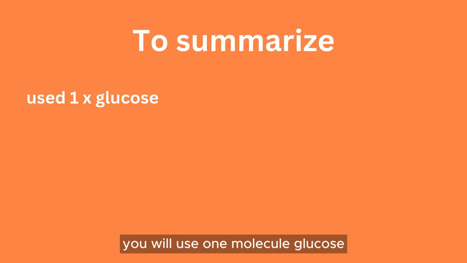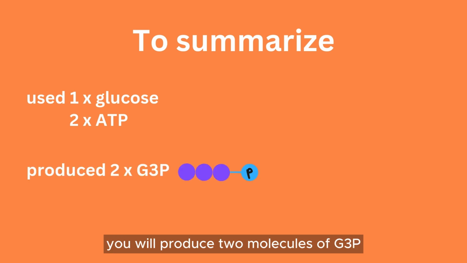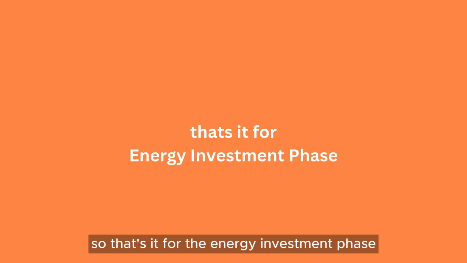To summarize, in the energy investment phase, you will use one molecule of glucose and two molecules of ATP, and at the end of this process, you will produce two molecules of G3P. So that's it for the energy investment phase.